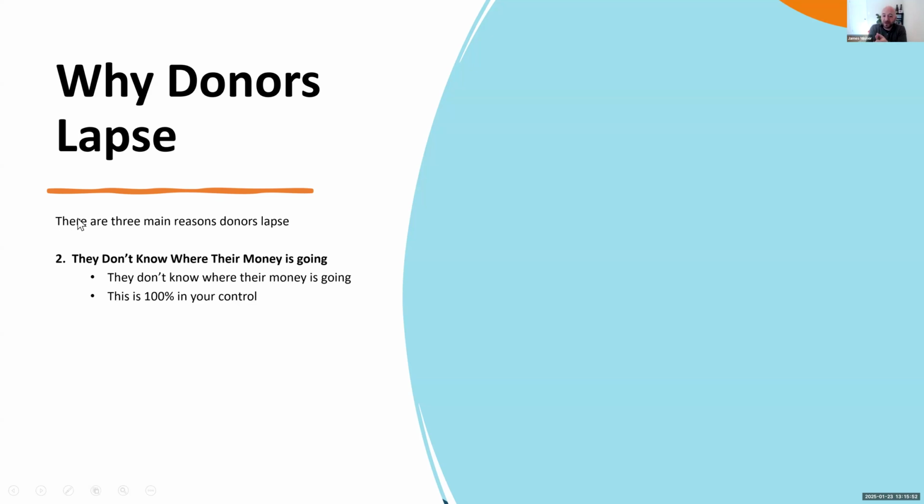Reason number two that donors lapse is they don't know where their money is going. If you call them 3, 6, 9 months later and say, hey, do you know exactly where that $10,000 you gave us went? Most of them will say, no, I have no idea where that money is going. I don't know what it did in the world. And I'm kind of dissatisfied by that.